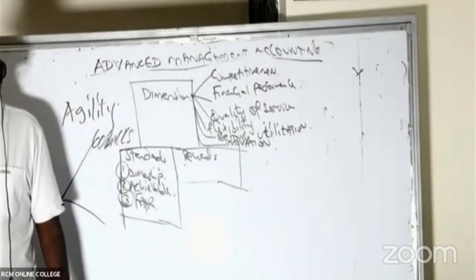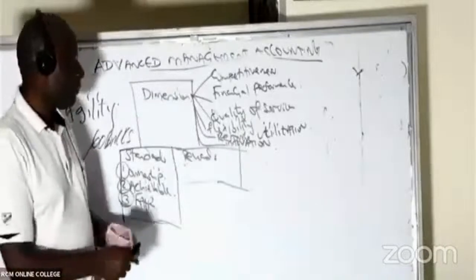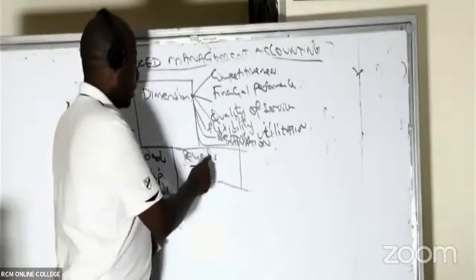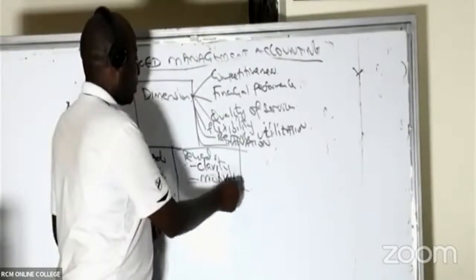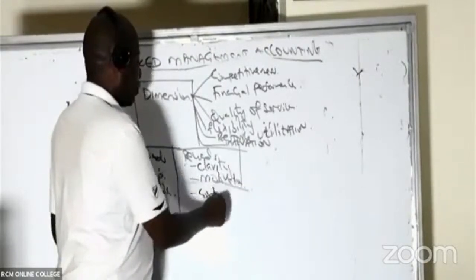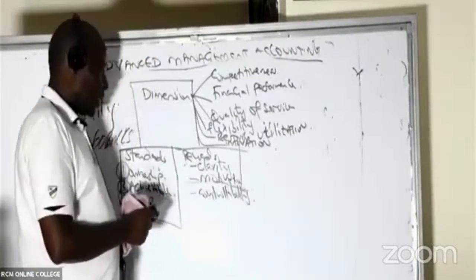And then we have here, rewards. Rewards must be clear. They must be able to incentivize workers, and they must be controllable. Those are the 3 factors under rewards. So rewards, we are looking at clarity. In this case here, motivation. And the aspect of what here? Controllability. Allow me to explain.